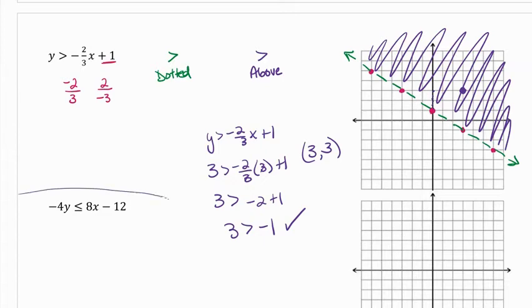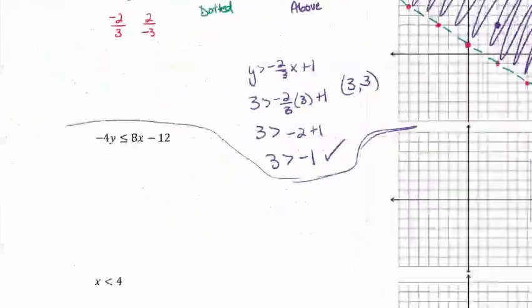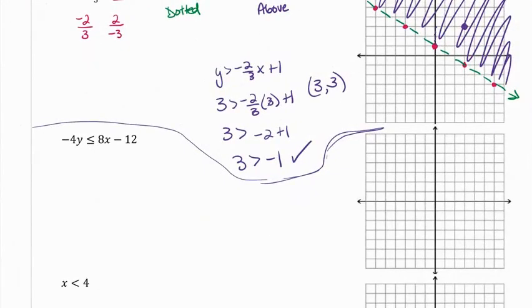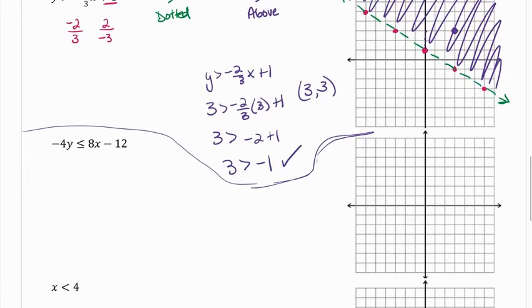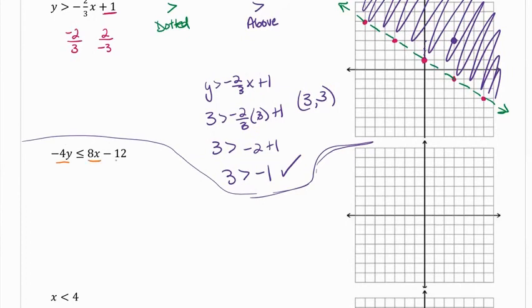Okay, I kind of went overboard there into the next graph. Okay, next one. This next one is not solved for y, so we need to do that first. That means I have to divide everything by negative 4 to get y by itself.